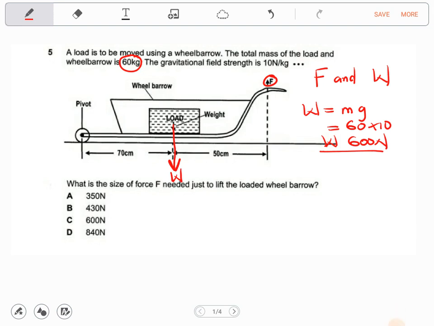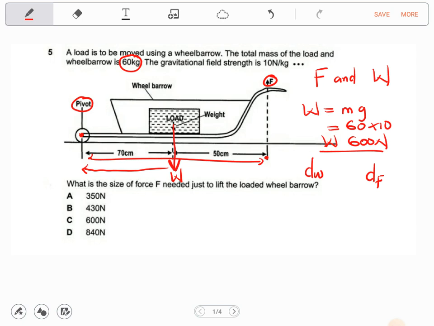So, what else do we need to have? We need to have the distance of the weight from the pivot. That is the distance from where the weight is all the way to the pivot, because this is where it is turning from. They have written it the pivot, right? And we also need the distance of the force F from the pivot. So from here to here.